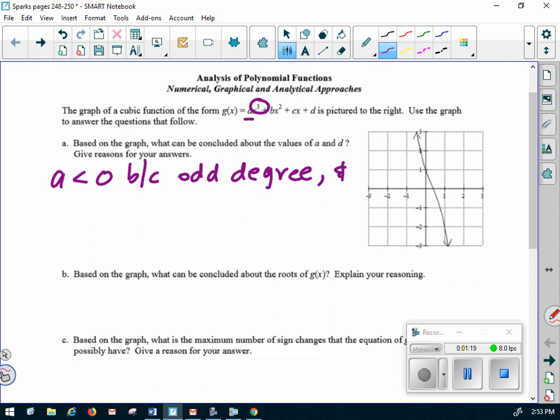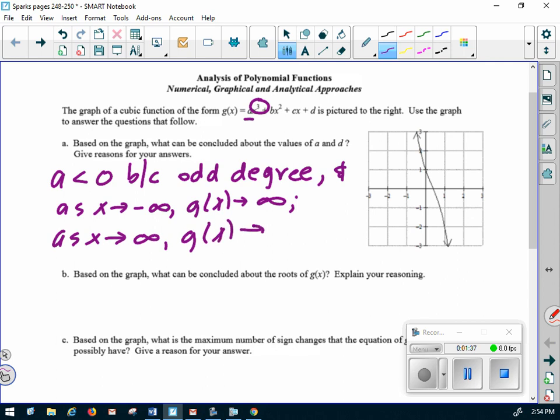and let's see, as x approaches negative infinity, g of x approaches infinity. As x approaches infinity, g of x approaches negative infinity. That's why I know a is odd.